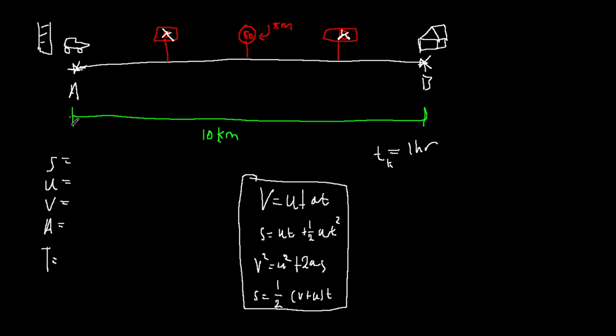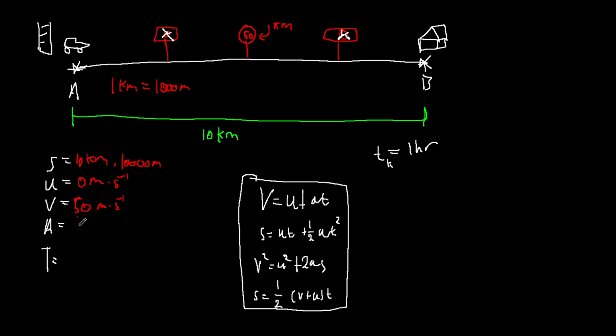Now, the total displacement from the starting position, from the office to the home, is 10 kilometers. So we're going to write 10 kilometers. And we know that 1 kilometer is equal to 1,000 meters, so that would be 10,000. U, again, he's just started, so we can assume that he's starting from rest. V, we know his final velocity before he parks is going to be 50.